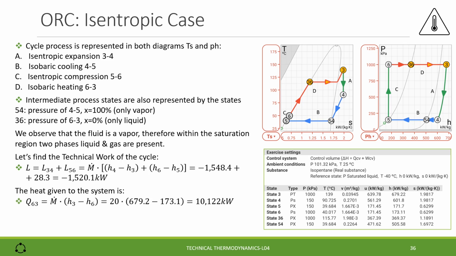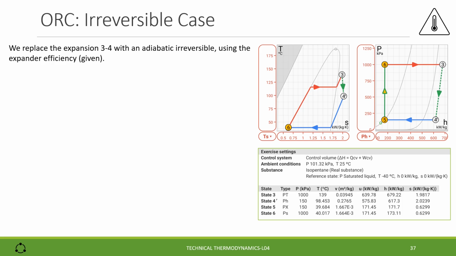The heat given to the system is Q63, that is the product of the mass flow and the differential enthalpy. We find 10,122 kW. All the values we can get from the table aside. The thermodynamic efficiency of the cycle is the ratio between negative technical work and the given heat. We find 15%.